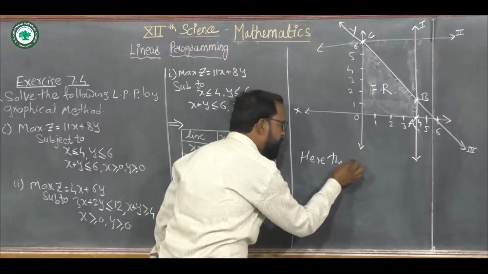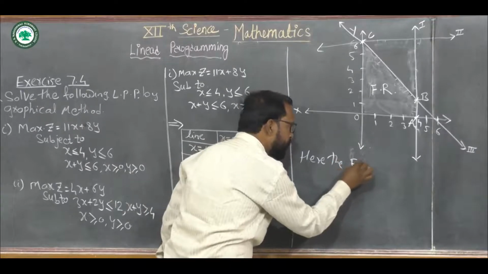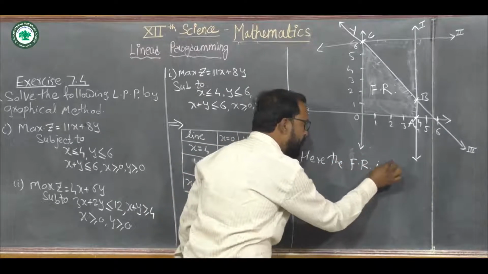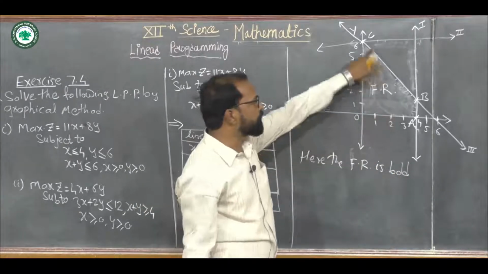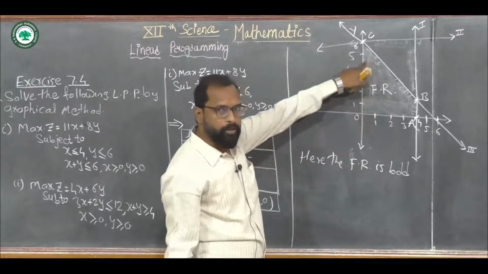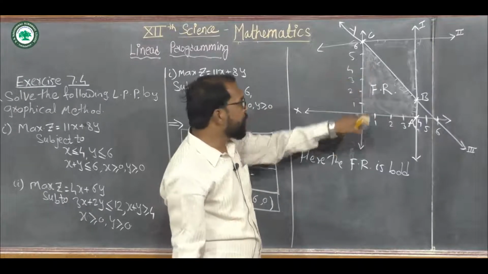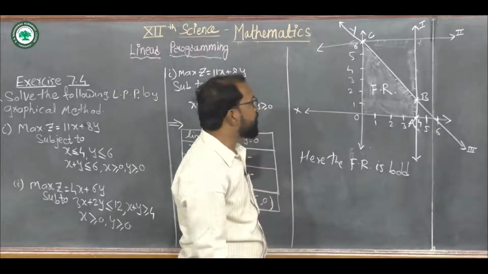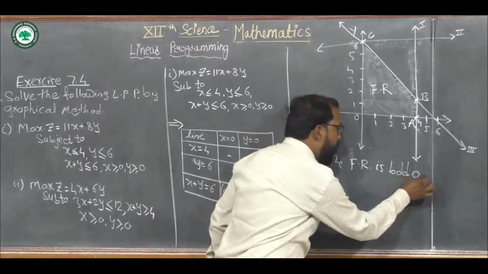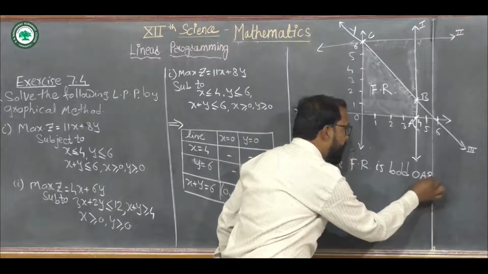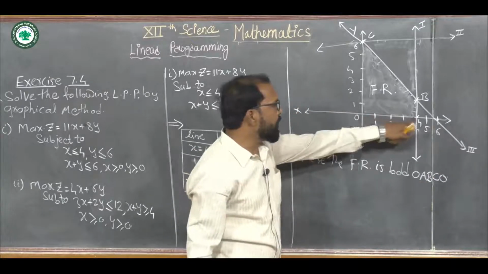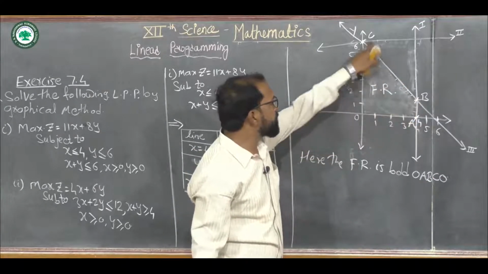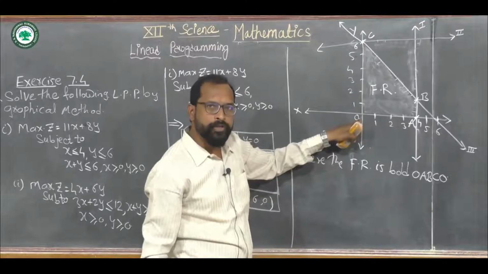The feasible region is bounded because it is a polygon. So it is the bounded region O, A, B, C, O.